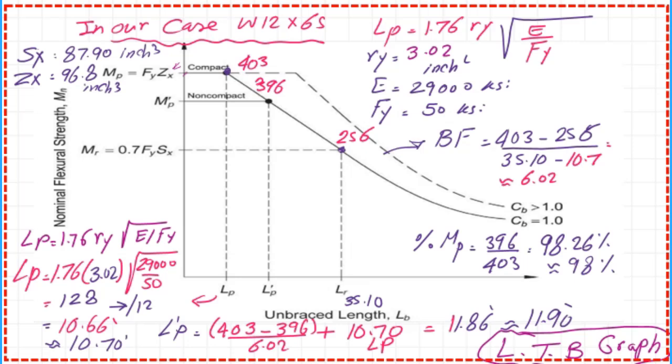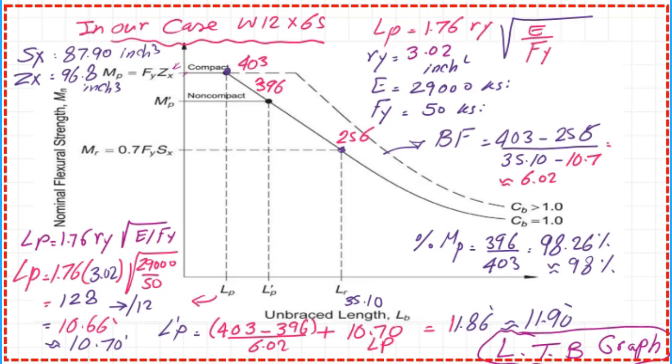Here we have 403 and 256, and the difference in x equals L_r minus L_p. The 403 represents M_p, the plastic moment, and 256 represents M_r.